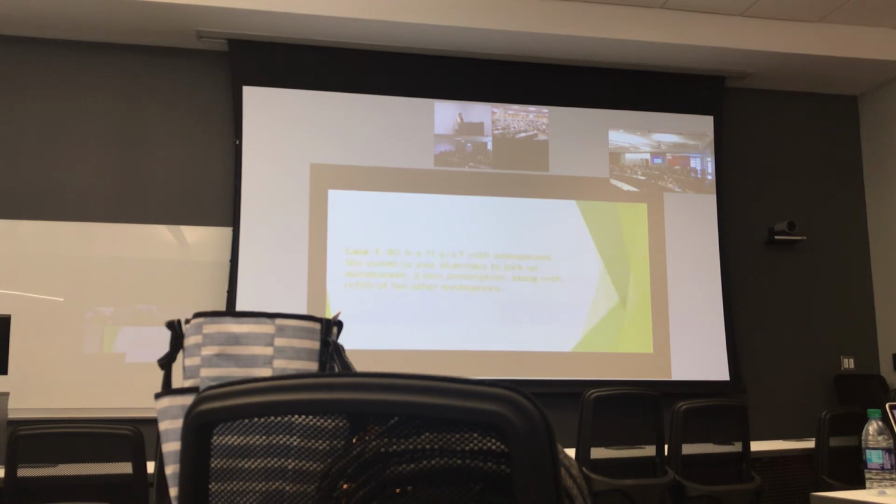We're ready to go over the case. VG is a 71-year-old female with osteoporosis. She comes to your pharmacy to pick up Alendronate, a new prescription, along with refills of other medications. Would someone from Augusta counsel me, like I'm the patient, on how I should take my Alendronate?